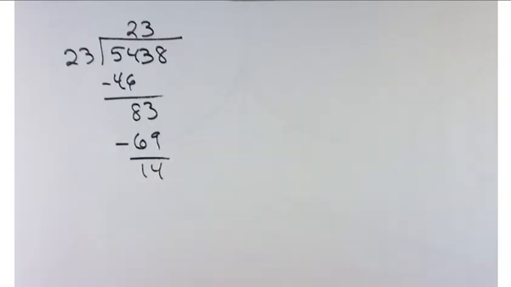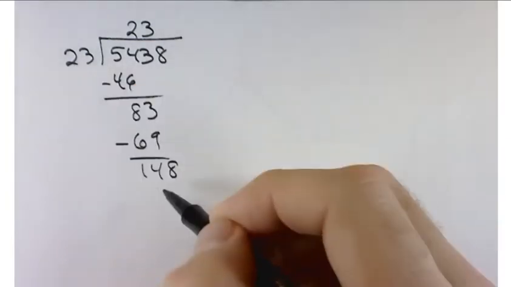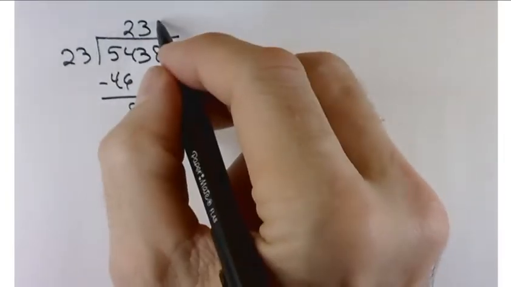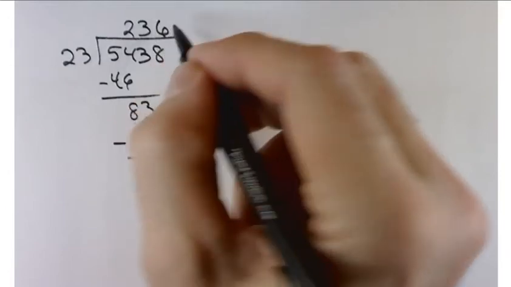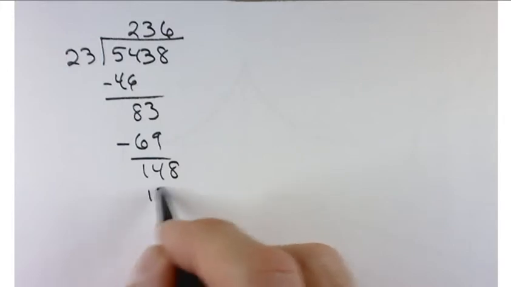Then what? Bring down the 8. Thank you, sir. So bring down the 8. How many times does 23 go into 148? Well done, 6 times. 6 times this gives me 138.